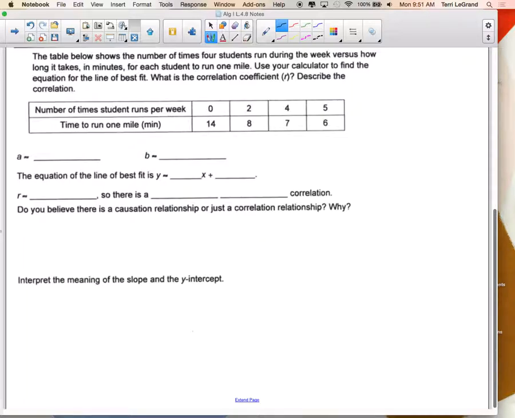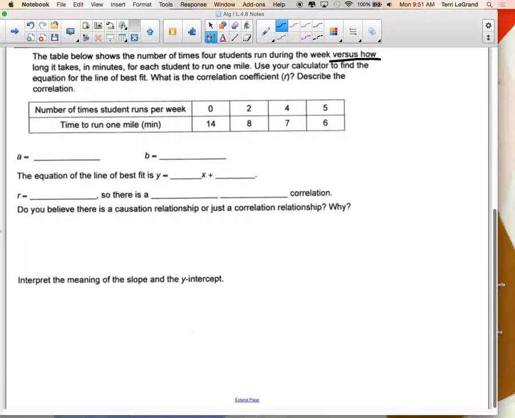Take over for me, Josh. Okay, Josh, let me help you out here. Here's where I'm at. This is how long it takes in minutes for each student to run 1 mile. Use your calculator to find the equation for the line of best fit. What is the correlation coefficient? Describe the correlation.